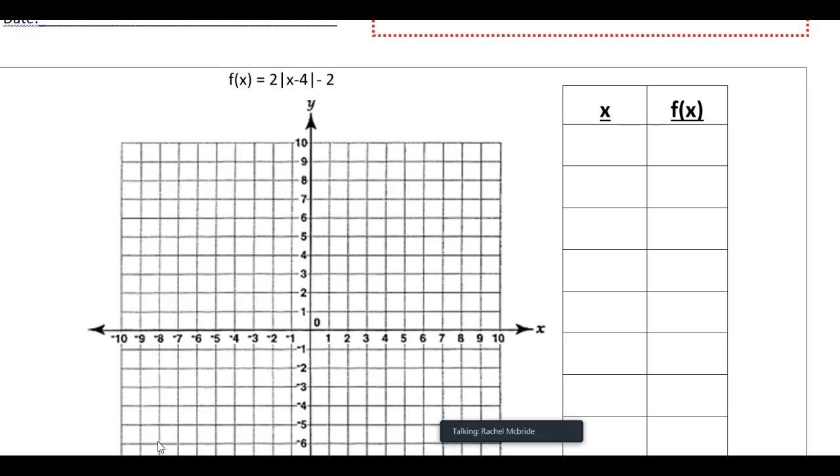Like I said, what we're going to do is go through this review handout a little bit. And as we're going through it, we're going to go over the basic information that goes along with an absolute value. So y = 2|x - 4| - 2. That comes from our general equation of an absolute value.